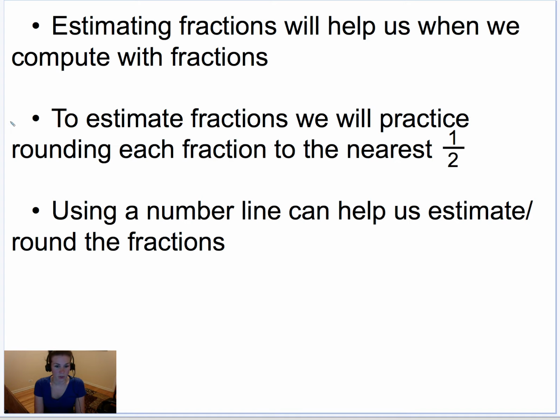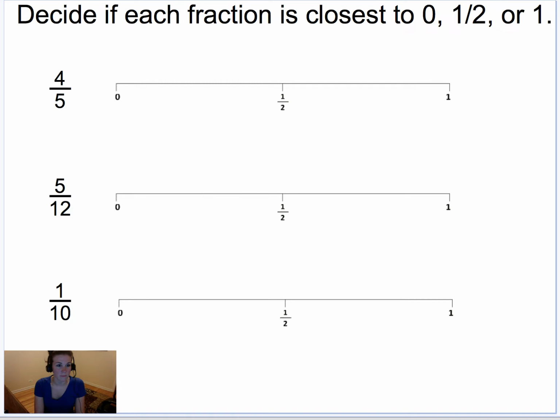And the first way we'll do that is using a number line because that can help us estimate or round the fractions. So the directions say decide if each fraction is closest to 0, half, or 1. So the three fractions we'll look at are 4/5, 5/12, and 1/10.